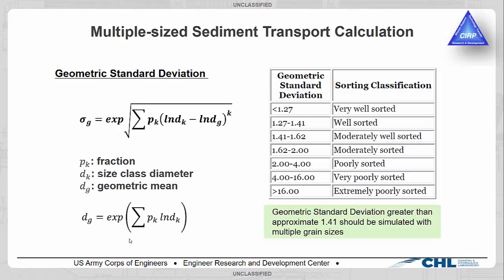And here on the right-hand side is a table. Based on the geometric standard deviation, we get some number here, right? A small number means well sorted, and a big number means poorly sorted. Based on our experience, if the geometric standard deviation is greater than around 1.4 or 1.5, we should use multiple grain size simulation and take this option.